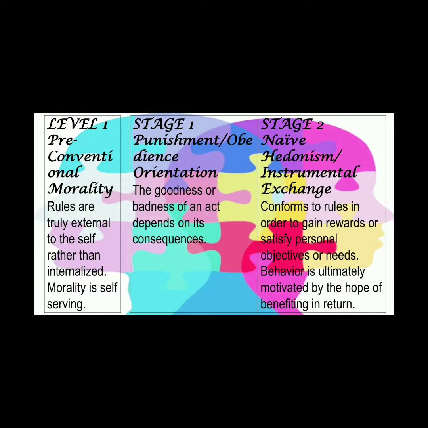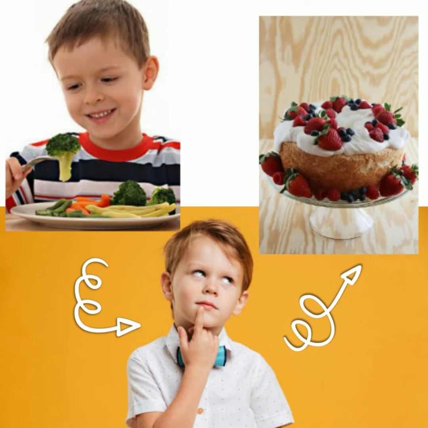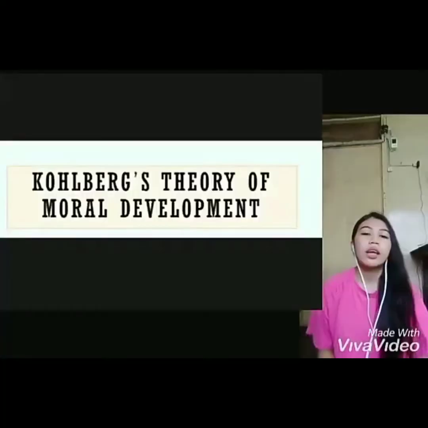Stage 2, naive hedonism, or instrumental exchange, conforms to rules in order to gain rewards or satisfy personal objectives or needs. Behavior is ultimately motivated by the hope of benefiting in return. Stage 2 is all about self-reward. Moral decisions in this stage are based on getting a reward that is personally meaningful. For example, a child may think, I want dessert, so I will eat all of my veggies.